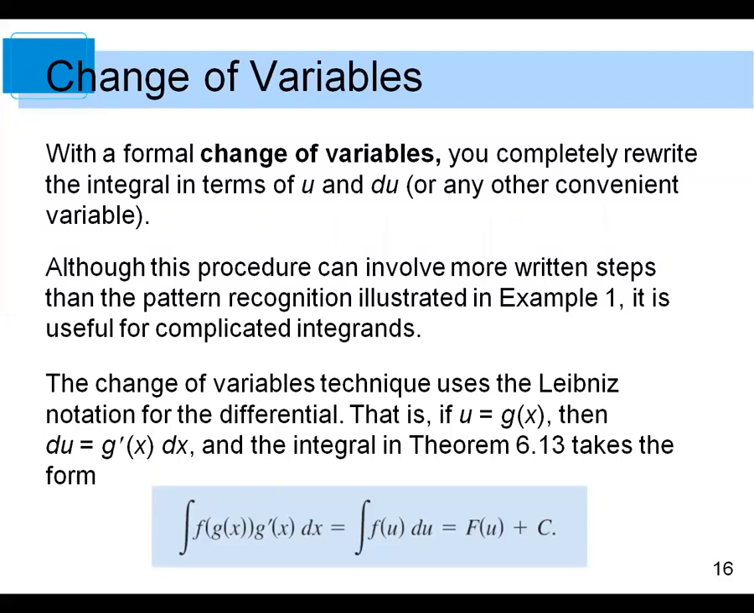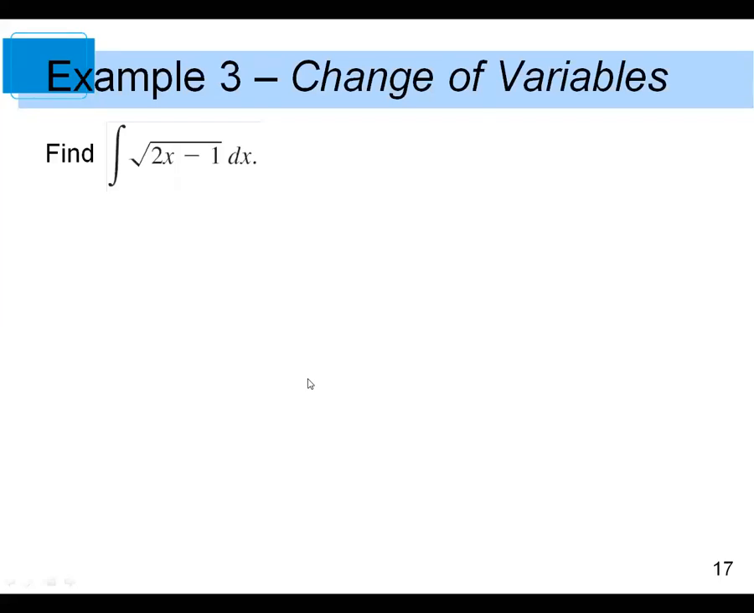The change of variable technique uses the Leibniz notation for the differential. That is, if u equals g of x, then du equals g prime of x dx. Like du dx equals g prime, then multiply both sides by dx. And the integral in theorem 6.13, f of g of x times g prime dx, takes the form f of u times du. Okay, so let's look at an example.